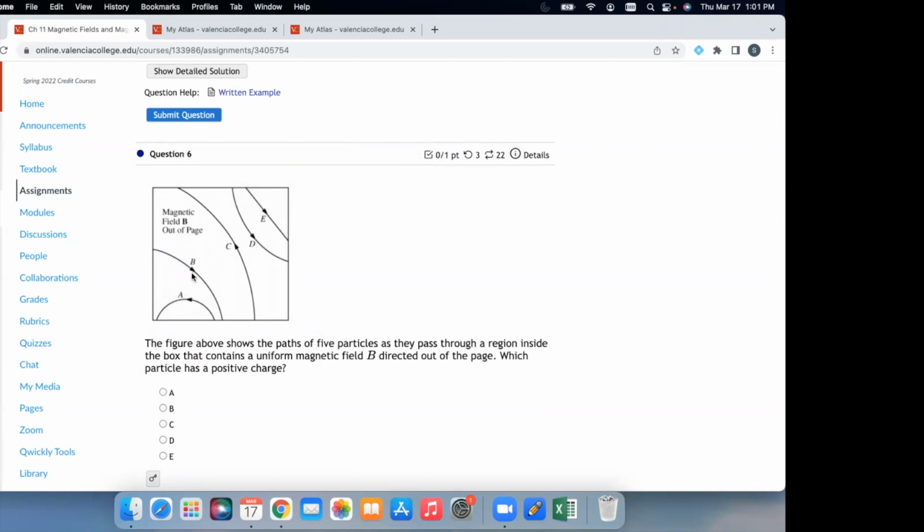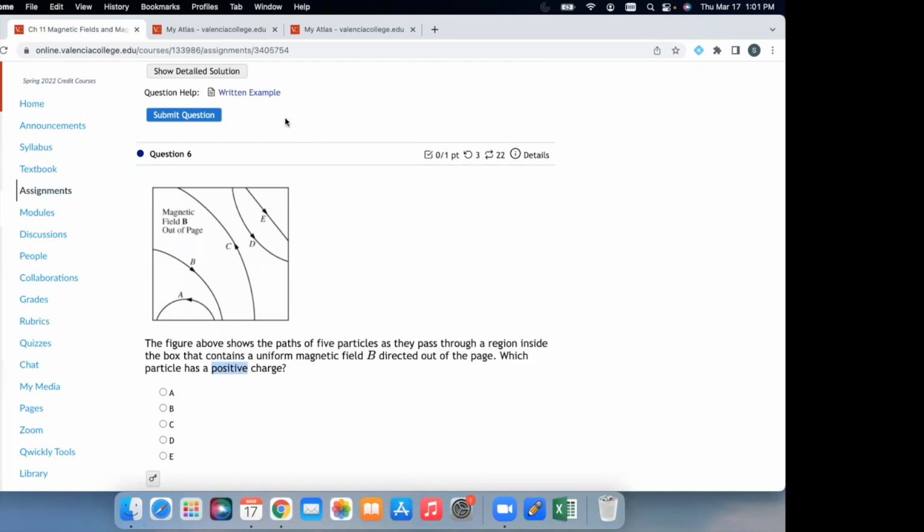Okay, so we're looking at the paths of several different particles. We want to figure out which one of these has to be a positive charge. So this is going to be a right-hand rule problem using F equals Q, V cross B.